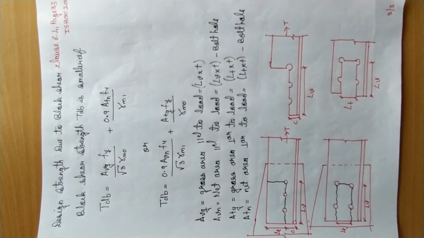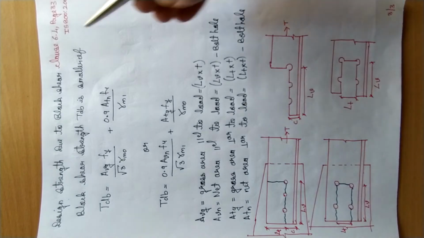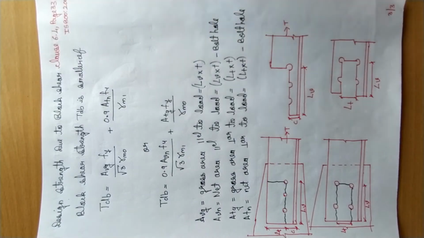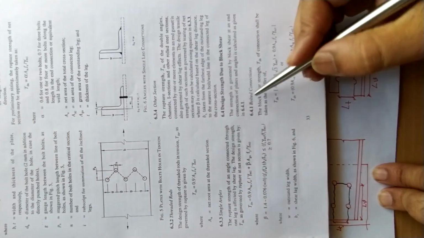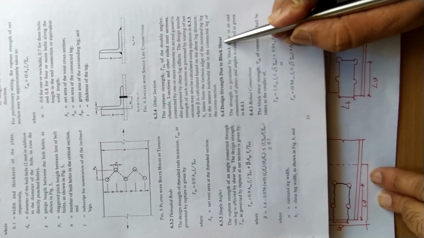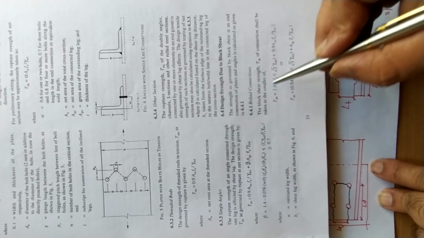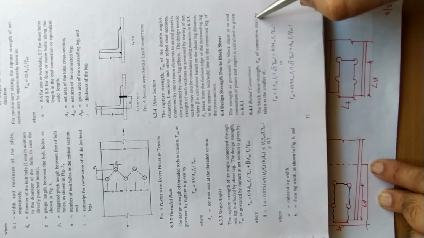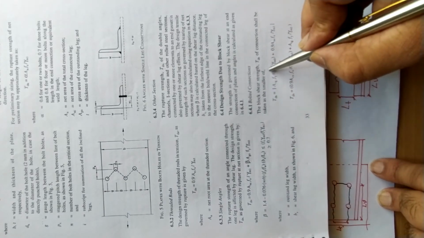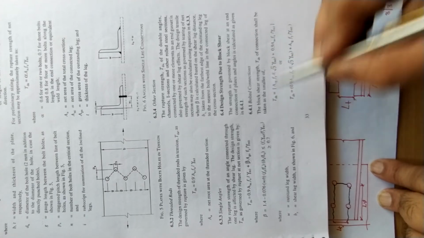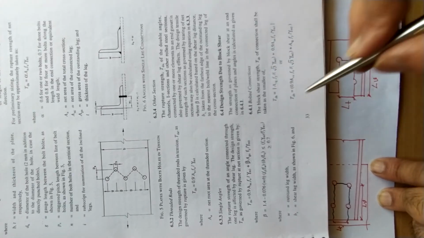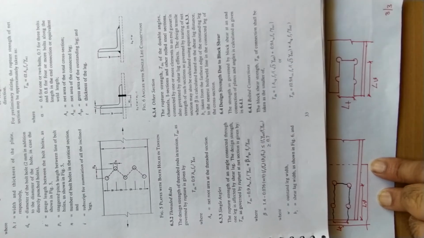Next, shall we go for the next section, that is, design strength due to block shear. Clause 6.4, page 33 of IS 800:2007. So this is the design strength due to block shear. They have given the formula. The block shear strength Tdb of the connection shall be taken as the smaller of. So they have given 2 formulas. One is this and the other one is this.